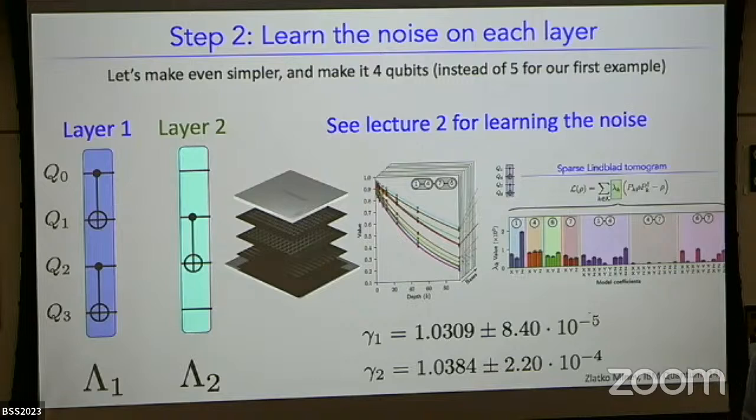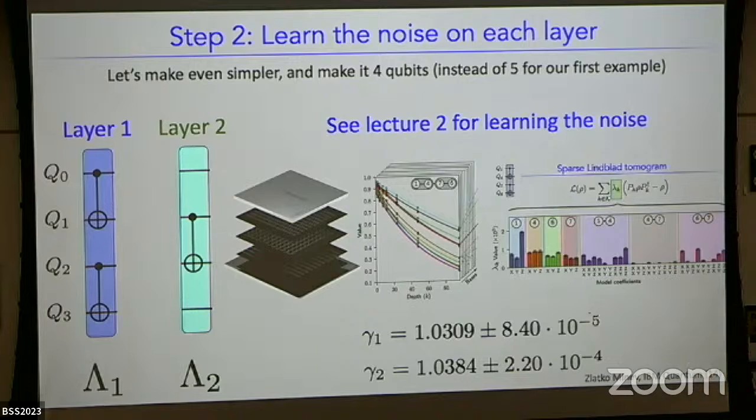Coming back to somebody's comment here, the reason that it doesn't scale is because we have assumed that the noise is effectively local. It's sparse and local in the sense which follows the topology of the device. Because of the locality of the noise, I can parallelize my learning. So if I keep adding qubits here, that doesn't change the whole protocol.